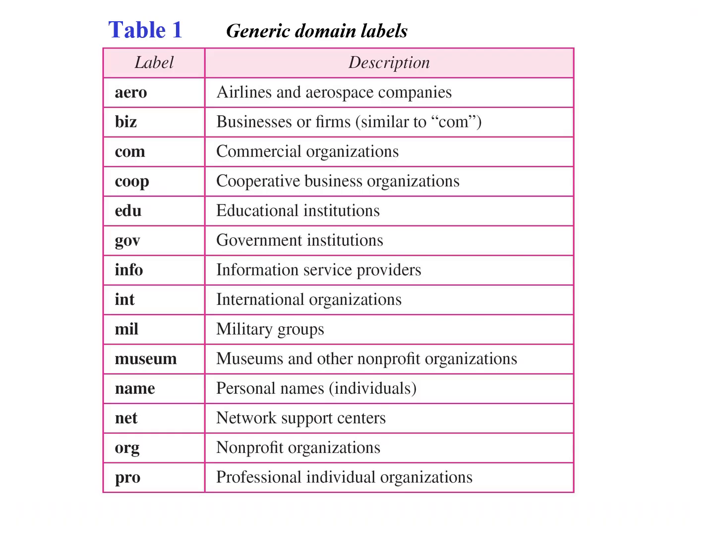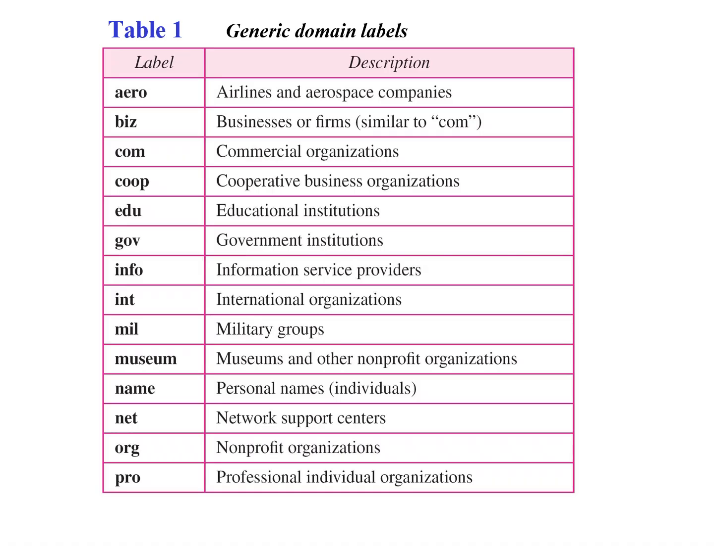So the generic domain labels, basically, we have aero. Aero stands for airlines and aerospace companies. Biz stands for business. Com means it's a commercial organization. Yahoo.com, Google.com are commercial organizations. Then coop means cooperative business organization. Edu is an educational institution. Gov is government. Info means information service provider.